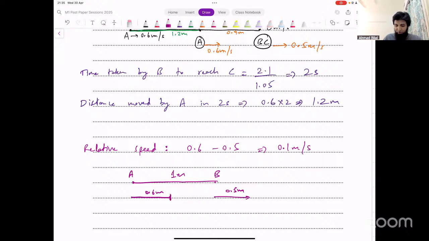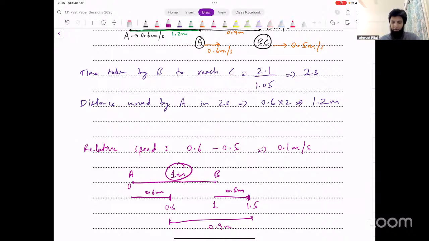This is the point 0.6. If this was 0, this was 1, and this is 1.5. So what's the distance between the particles now? It was initially 1 meter. Now it's 0.6 to 1.5. That's 0.9 meters. How much has the distance reduced? It has reduced by 0.1 meter. So that's the relative speed between the particles, the speed at which the distance between them is reducing.